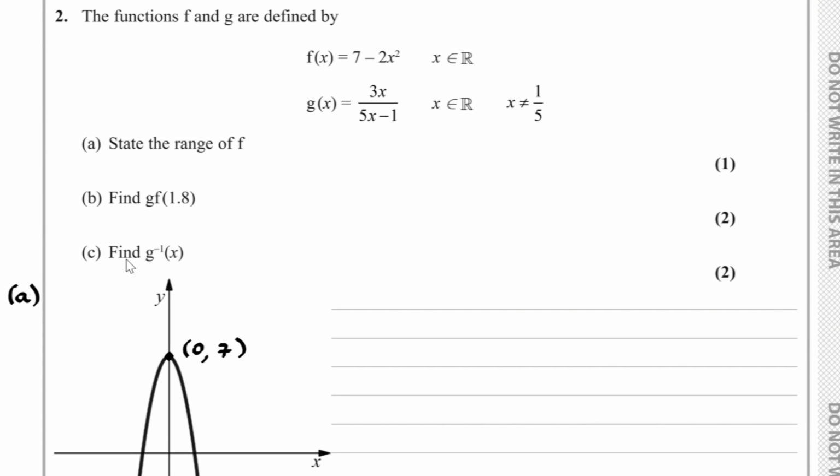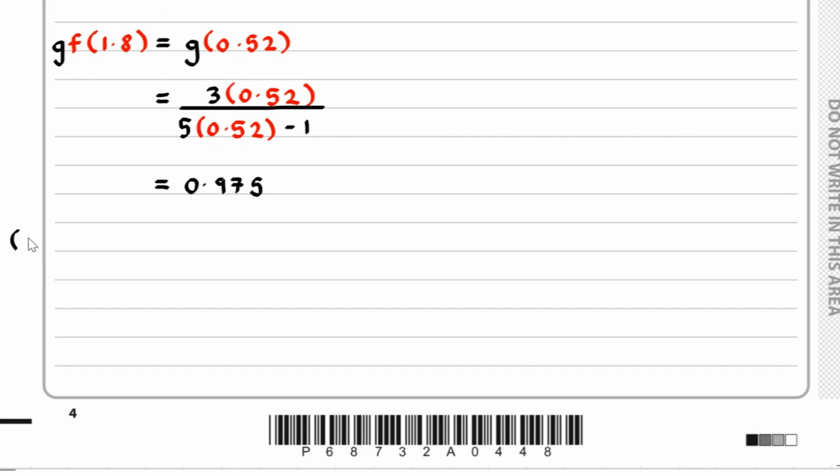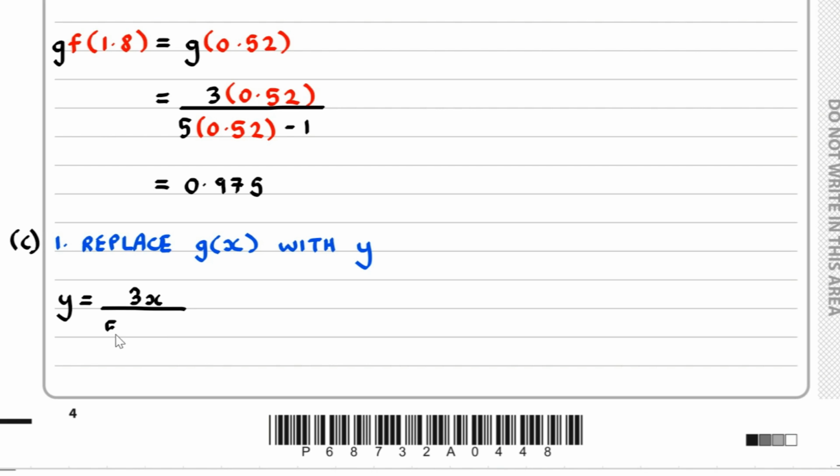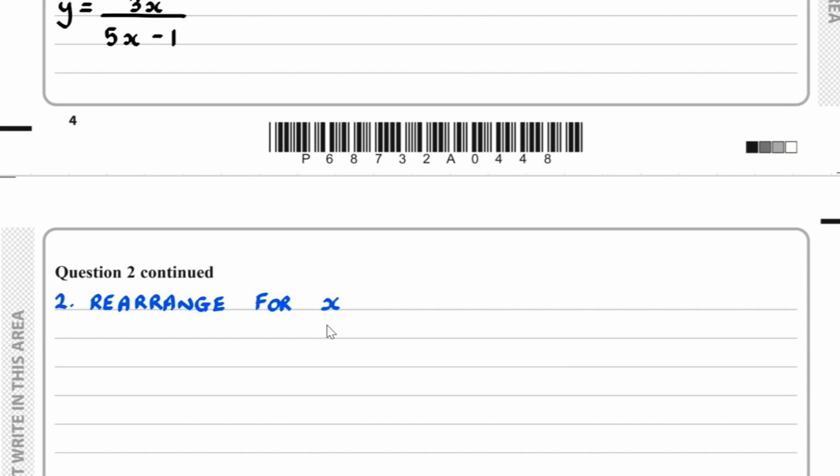And now for part C, we have to find the inverse function of g. Well, to find the inverse function, we replace g of x with y. And if we do that, we have y equals 3x over 5x minus 1. Our second step would be to rearrange for x.